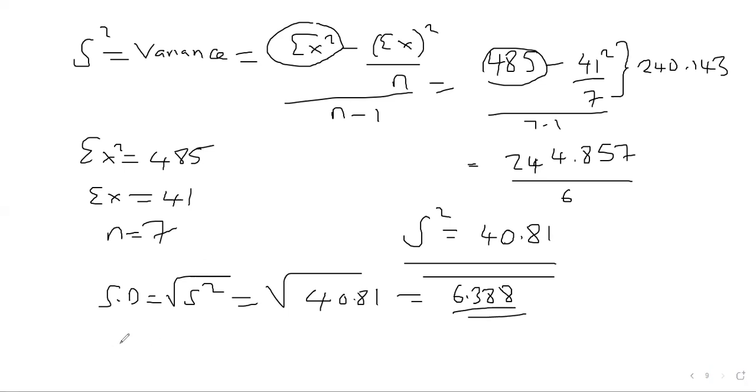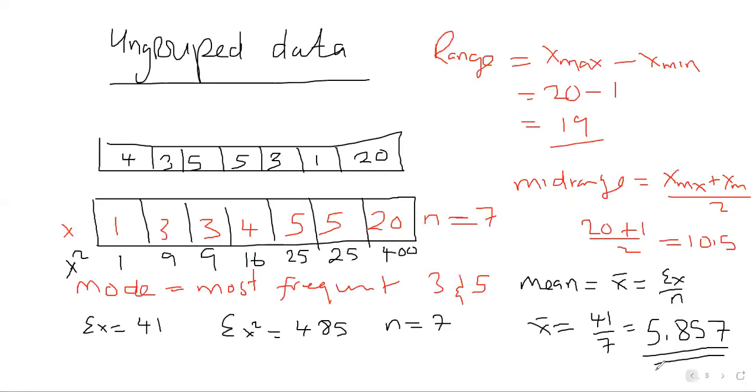Okay. Yes. Then we get to what we call coefficient of variation, which is simply given by the standard deviation over the mean, multiplied by 100. So standard deviation is what? 6.388. Over the mean we had calculated. The mean was what? 5.857.